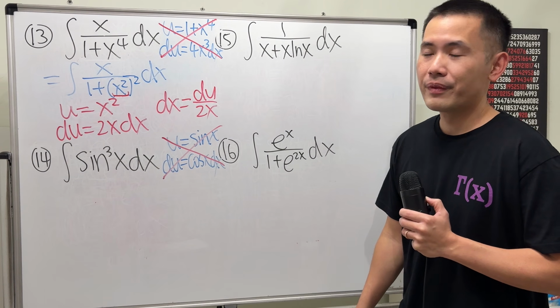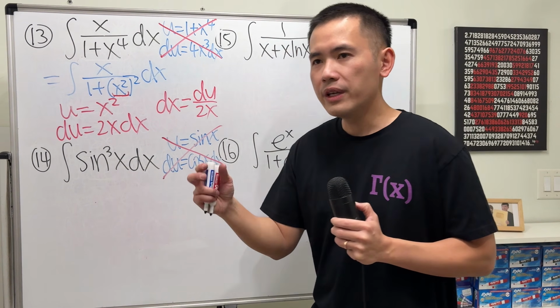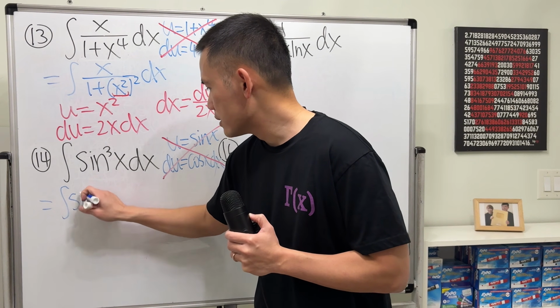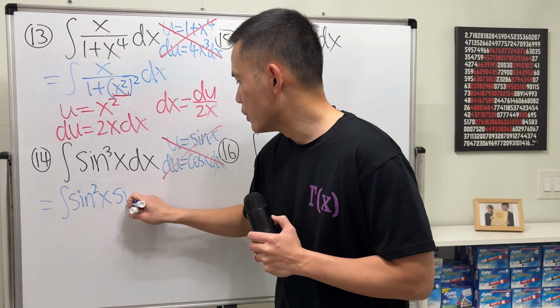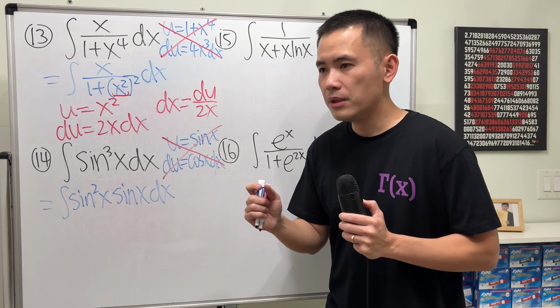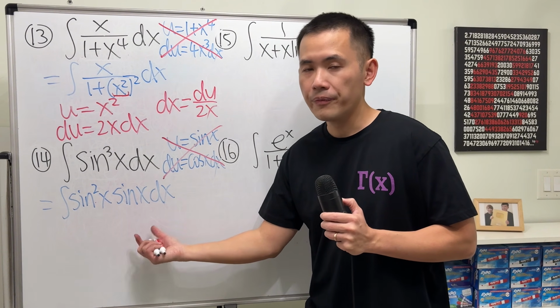So what do we do? Well, for this case here, notice that we have sine to the third power. We can actually take out one of the sine x. Have a look. So this is sine square x times one more sine x. So this is now going to be similar to example number 1, where we have a sine x factor here.